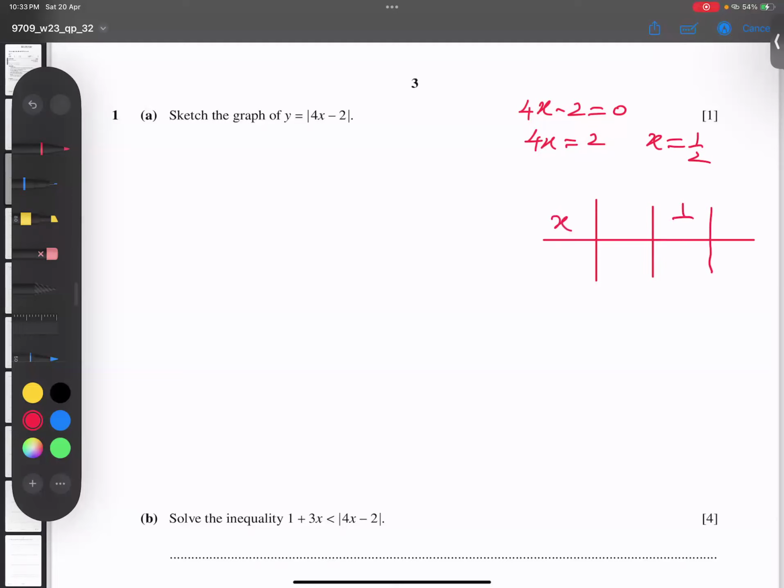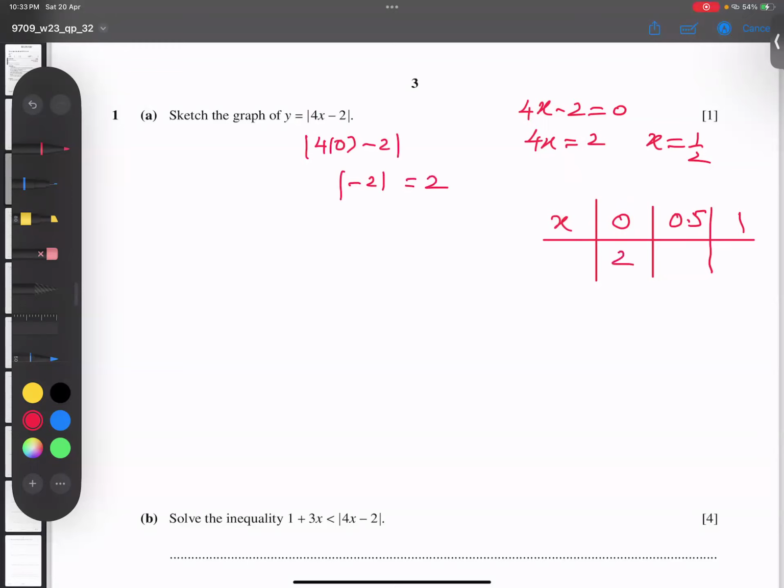This value, a half, you will plug in here, or you can write 0.5, no issue at all. One number before, I think 0, is another value, and one number after, I think I take 1. Now I plug in 0 in place of x, look, I show you. So 4 times 0 minus 2, I get -2. Modulus will remove the sign.